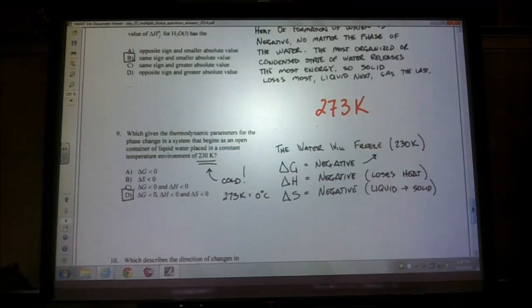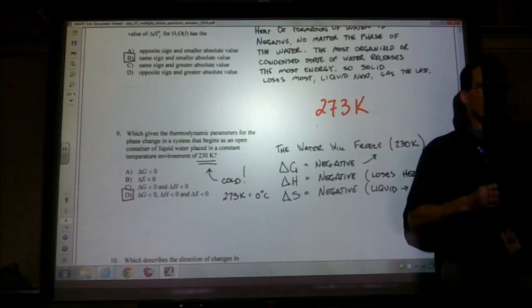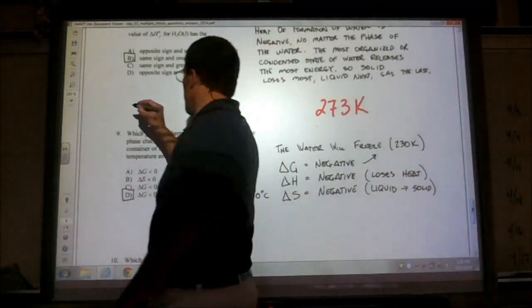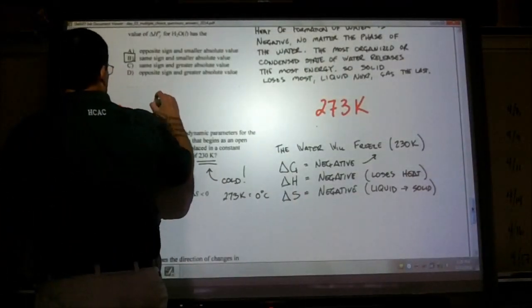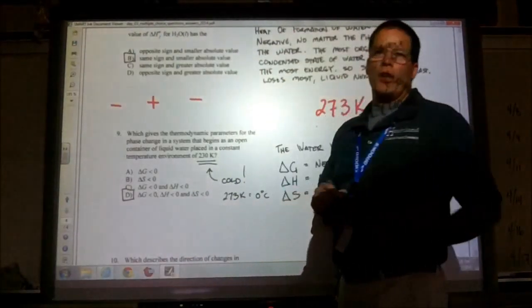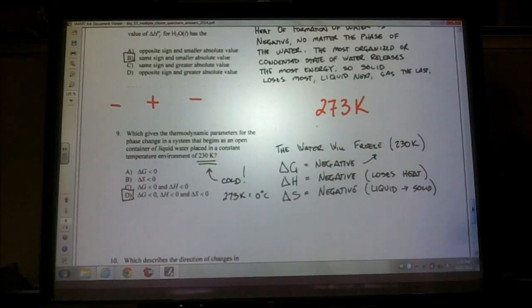So it's becoming more ordered. Wait, I thought there was one where they can't be the same sign. The scenario where it'll never be a negative delta G is where you have a positive delta H and a negative delta S. That's where it'll never be spontaneous. So in this case, we are losing energy and it's getting more ordered.